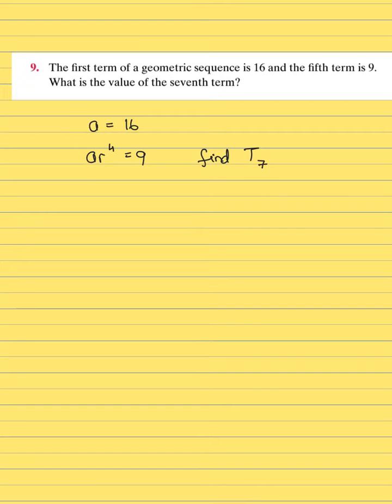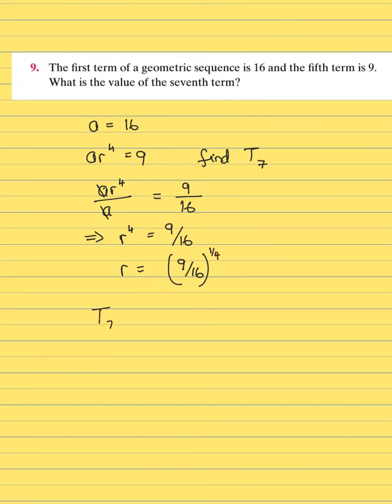Well, using the two pieces of information we have here, we can just divide one by the other. So A times r to the power of 4 over A is the same as 9 over 16. We divide above and below by A. So that gives us r to the power of 4 is 9 over 16. So r is equal to 9 over 16 to the power of a quarter.